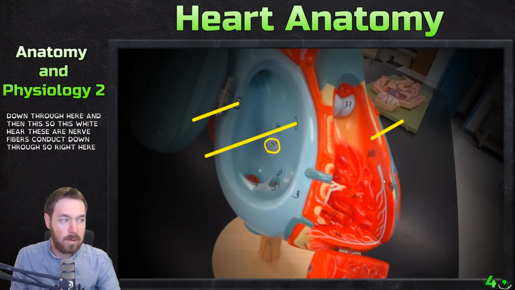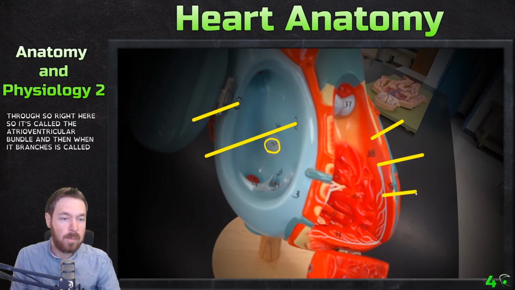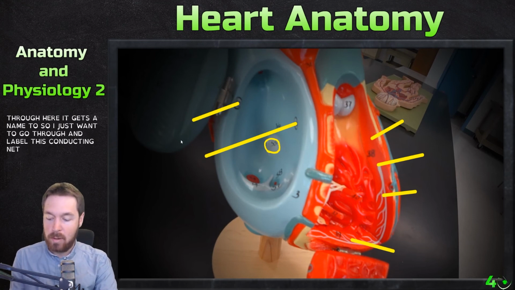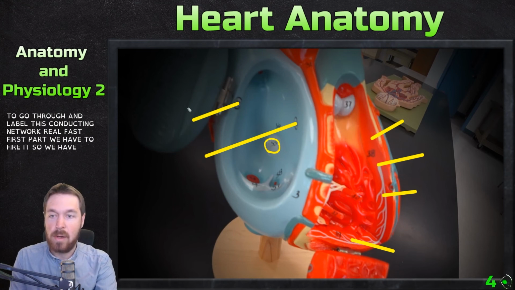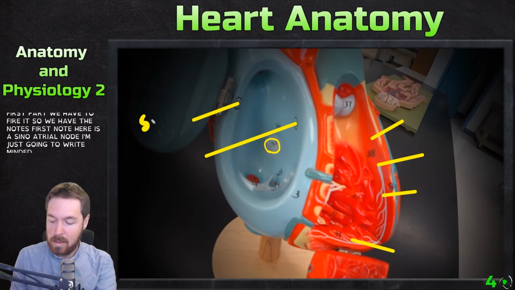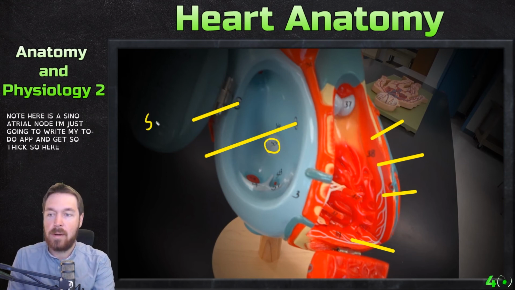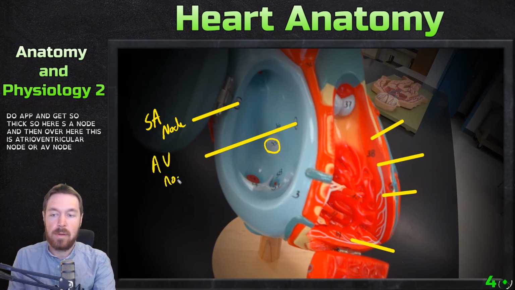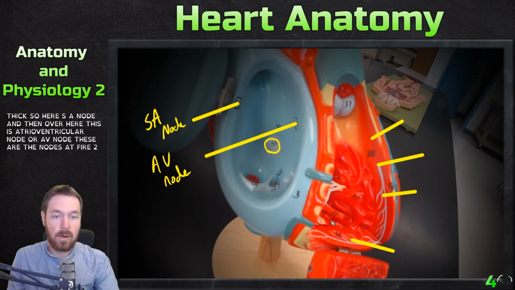So right here, it's called the atrioventricular bundle. And then when it branches, it's called something else. The bundle branches. And then when it goes up through here, it gets a name too. So I just want to go through and label this conducting network real fast. First part, we have to fire it. So we have the nodes. First node here is the sinoatrial node. I'm just going to write, why did my pen get so thick? So here, SA node. And then over here, this is the atrioventricular node, or AV node. These are the nodes that fire to start a heartbeat.